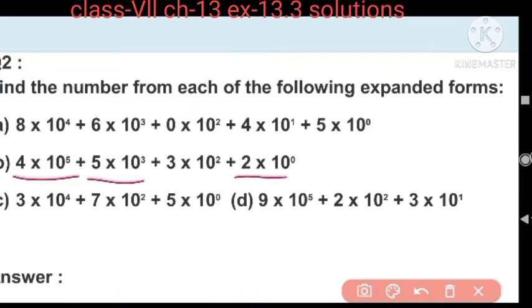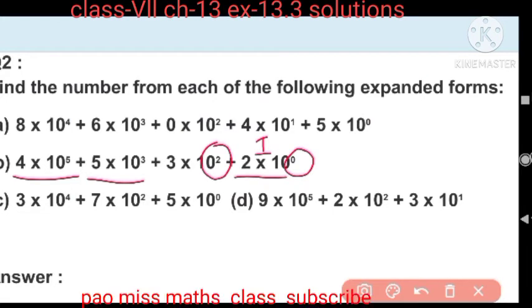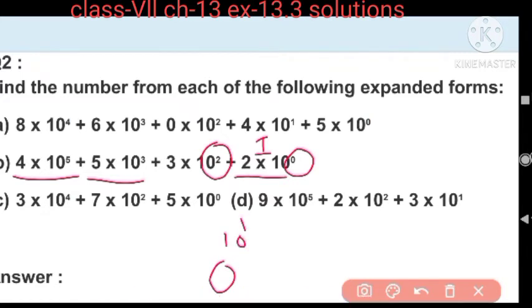Now here what we can see, after 0 what is there? 2 is there, isn't it? Means before 2, there should be 1, isn't it? There should be 1, but 1 is missing. That means in that place we have to put 0. Understood? This is whose place? This is 10 to the power 1 place. In the 10 to the power 1 place we have to put 0.